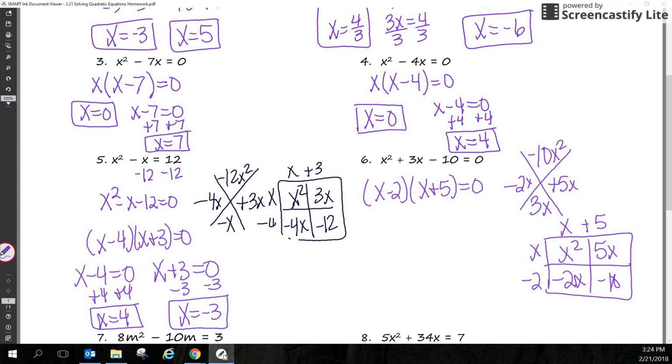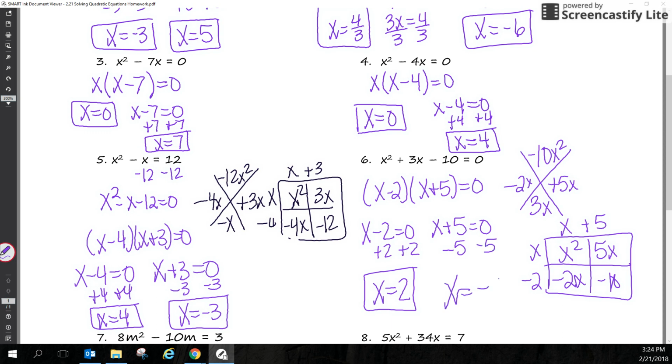Once I've got it factored, then I'm going to split up those two factors, set them both equal to 0. So x minus 2 equals 0, or x plus 5 equals 0. For the first equation, I'm going to add 2 to both sides, and we get x is equal to 2. For the second equation, I'm going to subtract 5 from both sides, and I get x is equal to negative 5.